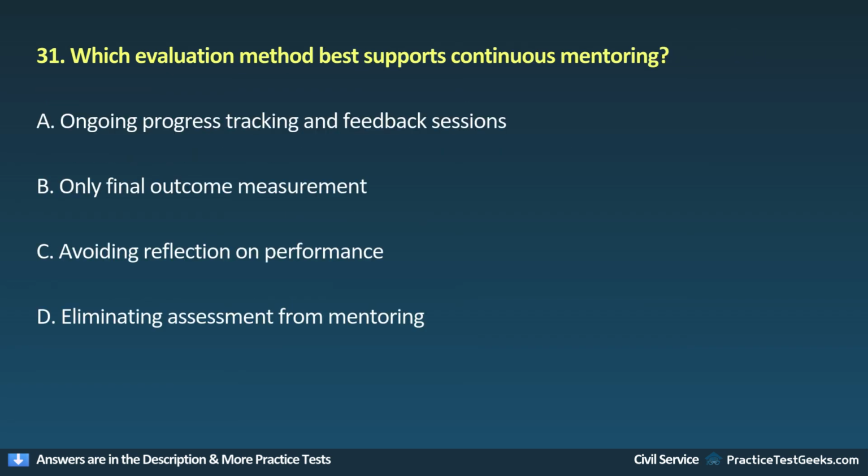31. Which evaluation method best supports continuous mentoring? A. Ongoing progress tracking and feedback sessions. B. Only final outcome measurement. C. Avoiding reflection on performance. D. Eliminating assessment from mentoring.